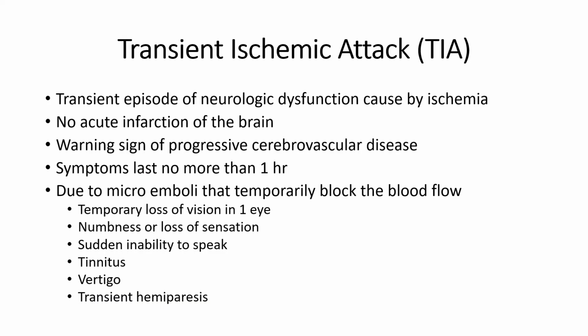Before we get into an actual infarct, I want to talk a little bit about a TIA, or a transient ischemic attack. I'm sure a lot of you have heard of this before. This is a transient episode of neurological dysfunction caused by a little bit of ischemia. For whatever reason, we didn't get enough blood flow to the brain, and we got a little bit of decrease in oxygen and glucose. We had a little bit of a blockage or constriction, and it caused a TIA.